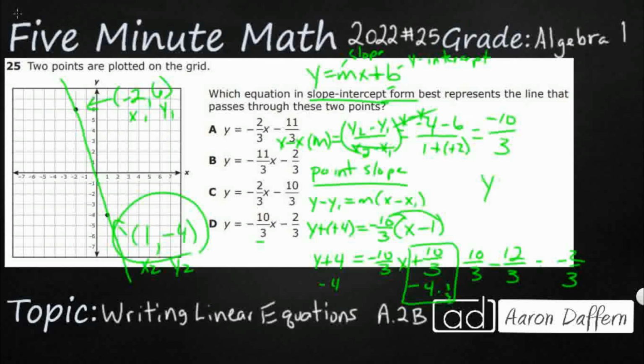So y equals, I've got my slope of -10 thirds x minus, and then this 10 thirds minus 4 ended up being that -2 thirds right there. So here we go. My answer is D.